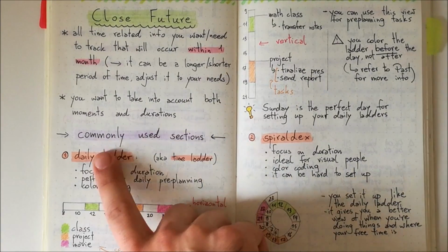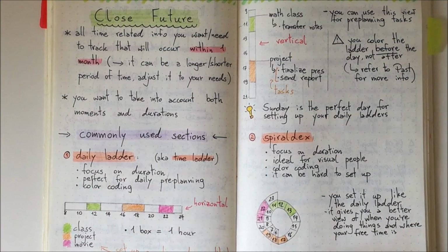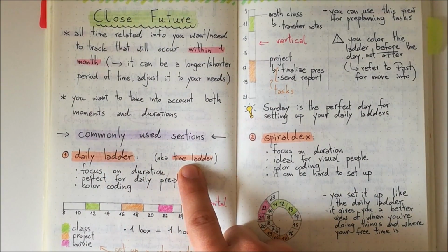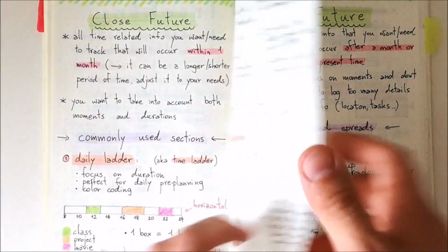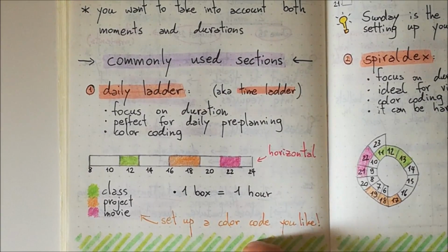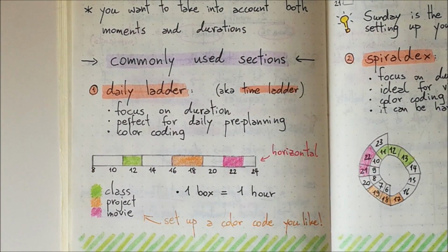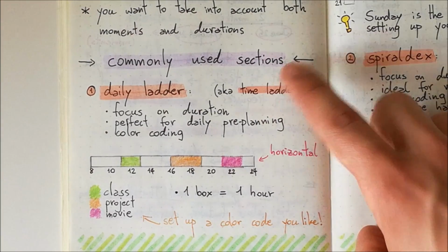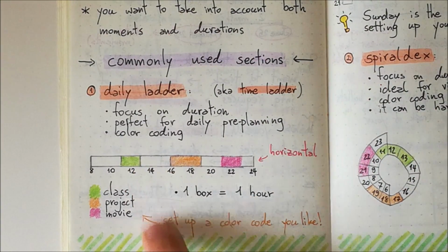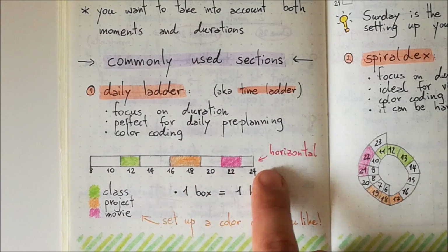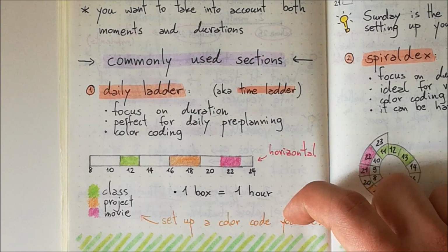Now I'm gonna show you some commonly used sections. Here for my close future part, I have the daily letter, also known as time letter, the Spiraldex, and the monthly calendar. If you're not new to bullet journaling, you've seen these time letters everywhere. The time letter focuses on duration. You usually use it in your daily spreads, and you use different colors for different tasks that you do during the day. That's why this is perfect for pre-planning.